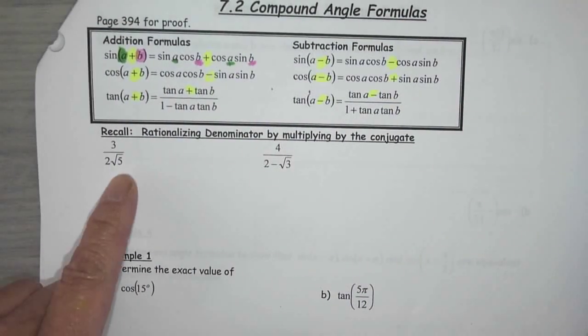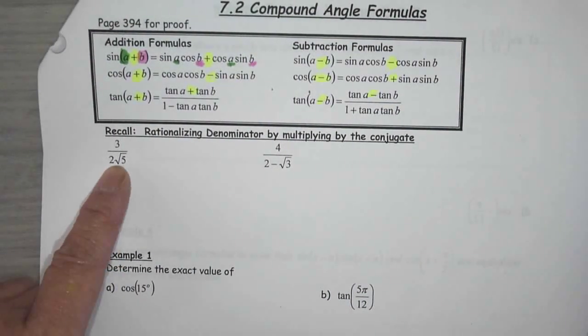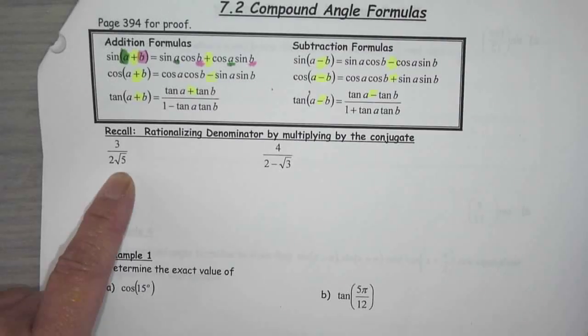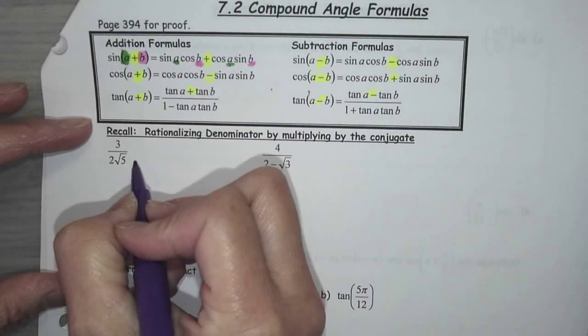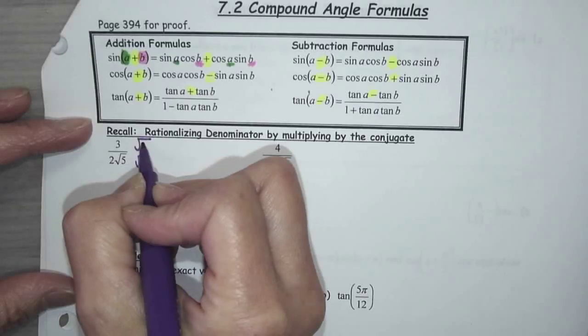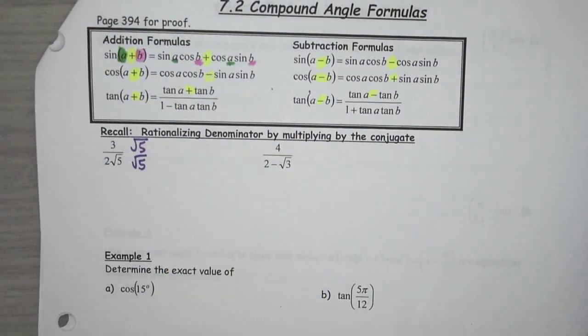But let me just remind you, when I have a radical and it's got one term on the bottom, I only multiply it by the root 5, right? Only the root 5, not 2 root 5. You're wasting your time if you multiply by 2 root 5. You'll get the same answer, but you're doubling your work.